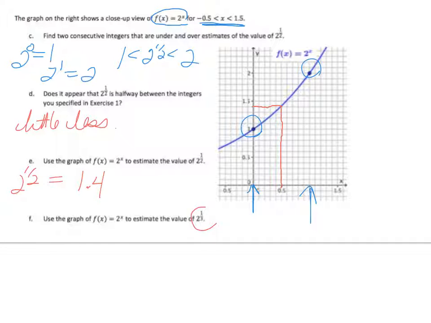Use the graph of f of x equals 2 to the x to estimate the value of 2 to the 3rd. Ooh, 0.333, so 1, 2, 3, somewhere around there. So that'd be 1.5, 1.4, 1.3, about 1.25, roughly. It's a guesstimate.